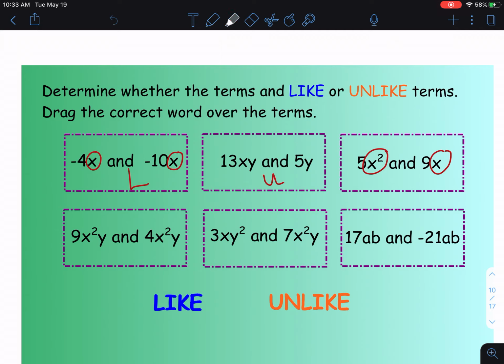So this exponent is a squared, and right here we have our favorite little invisible 1. So we have a 2 and a 1 for exponents. They're not the same, so it's a u. The next box, we have 9x squared y and 4x squared y. So we have the x squared there and the x squared there, and the y to the invisible 1 there, and a y to the invisible 1 there, and yes, they are like.